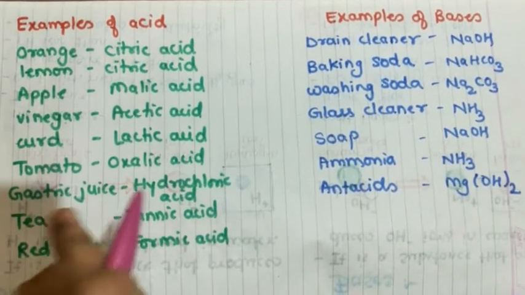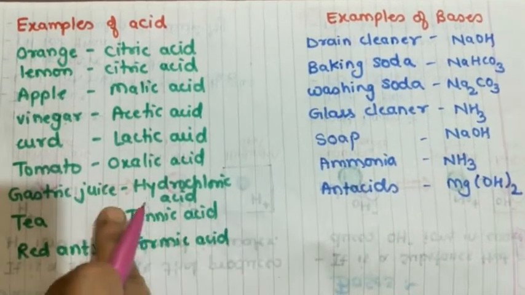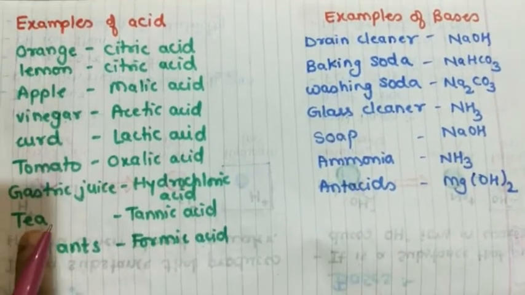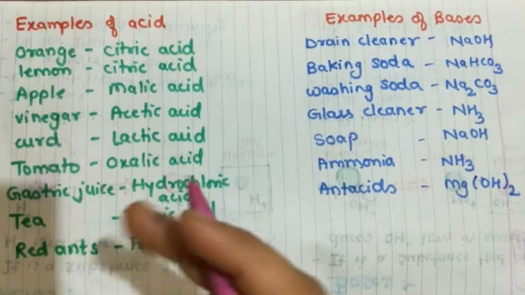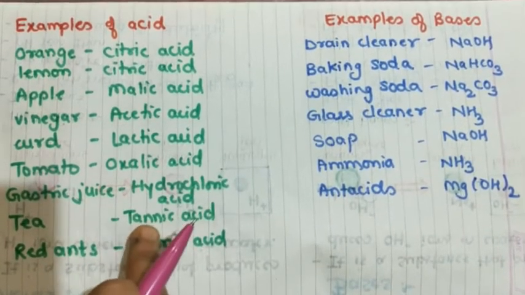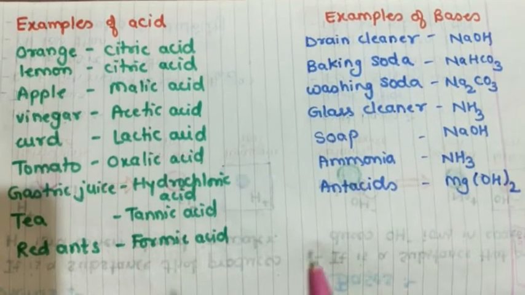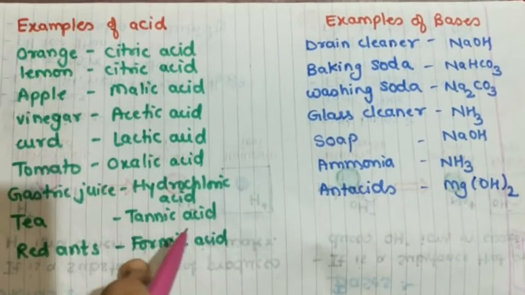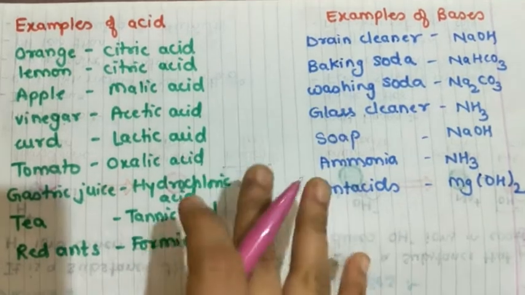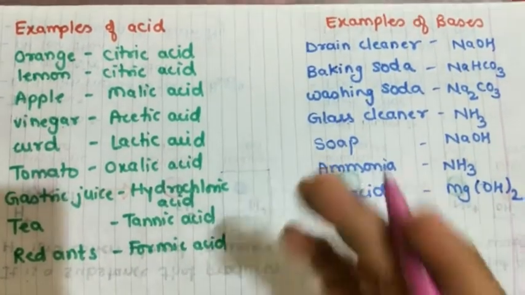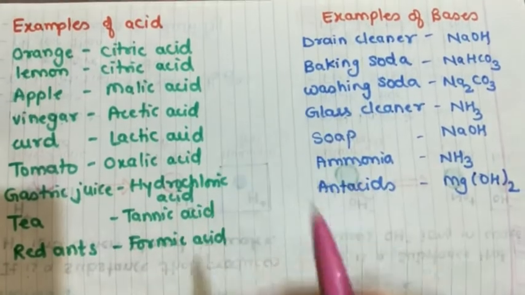Gastric juice found in our stomach contains hydrochloric acid. Tea, which we usually consume, also contains an acid, that is tannic acid. The sting of red ants or other insects contains formic acid. So you have to know these examples, because many questions are asked from these examples also.